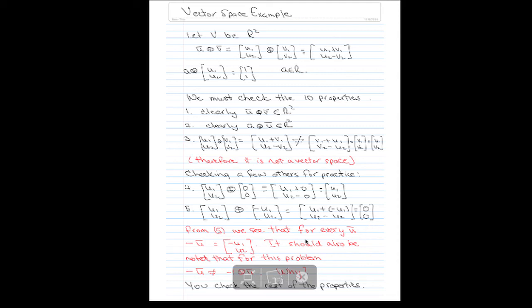Now from 5 we can see that for every u, the minus u, and this is just a notation for the additive inverse, will always be equal to the negative of the first component and the second component the same. It should also be noted from this problem that minus u is not equal to minus 1 times u. Now if you go back up and look at the definition of scalar multiplication for this problem, you'll see why. Now you should go ahead and check the rest of the properties.